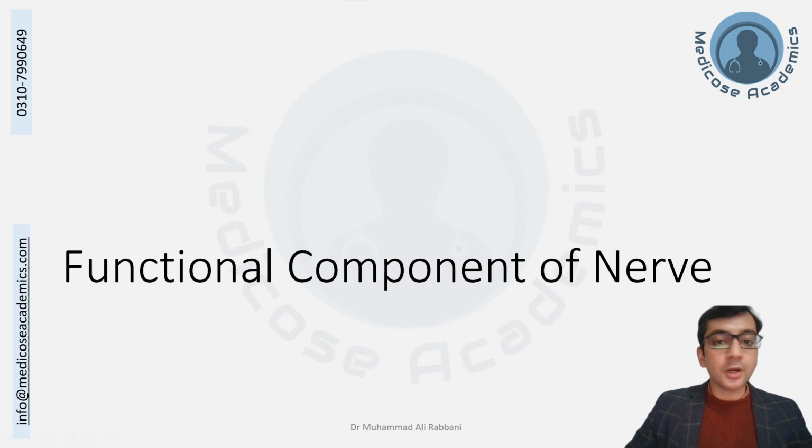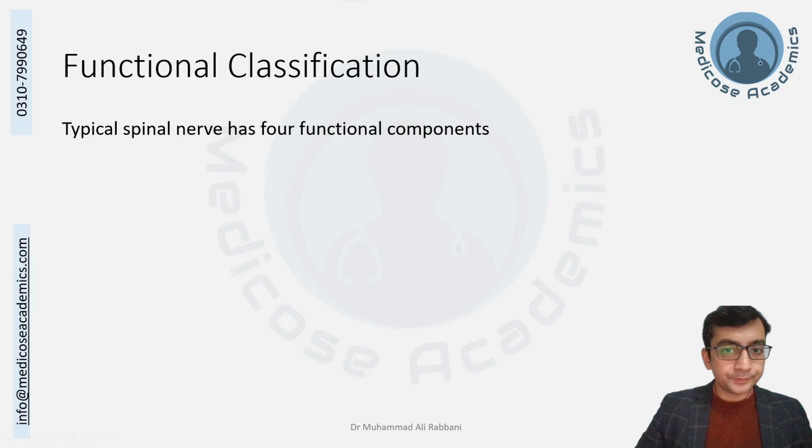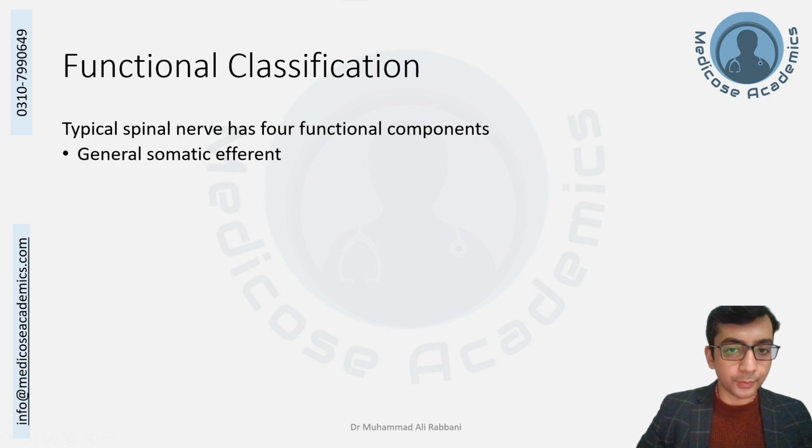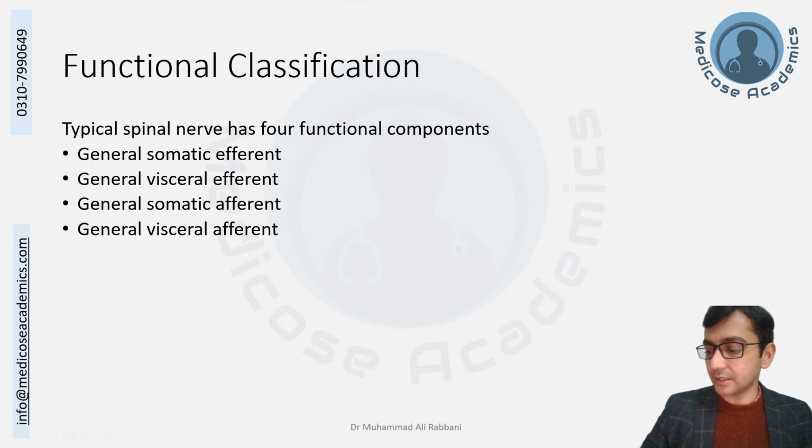Now let us talk about the functional components of the nerve. Functionally, a typical spinal nerve has four components. You might have already guessed their function by their names. We talked about them when talking about the divisions of the peripheral nervous system. Only the word "general" has been added.